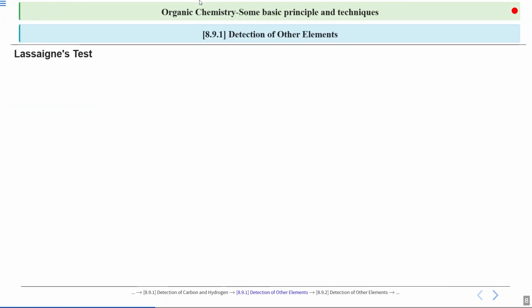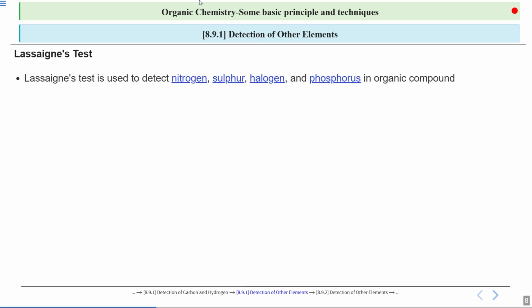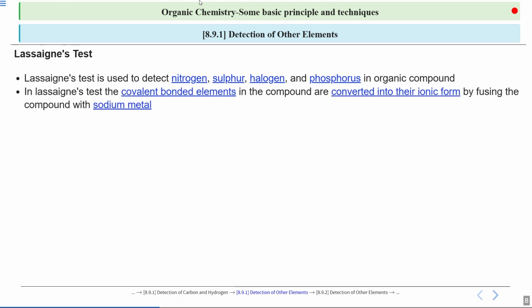Now, after completing the detection of carbon and hydrogen, let us study Lassaigne's test, which is useful for other elements. This test is used to detect nitrogen, sulfur, halogens, and phosphorus in the given organic compound. In this test, the elements that are covalently bonded in the compound are converted into their ionic forms. This is achieved by fusing the compound with sodium metal.